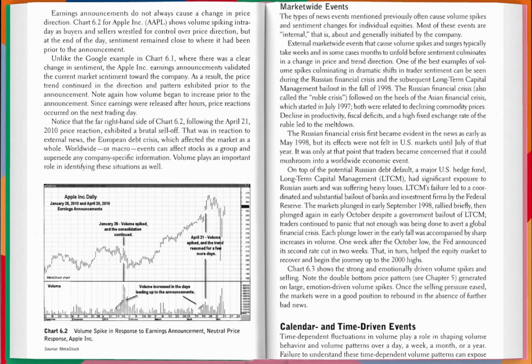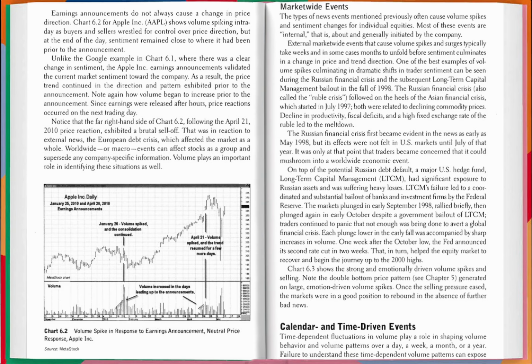Market-wide events. The types of news events mentioned previously often cause volume spikes and sentiment changes for individual equities. Most of these events are internal, that is, about and generally initiated by the company. External market-wide events that cause volume spikes and surges typically take weeks, and in some cases months, to unfold before sentiment culminates in a change in price and trend direction. One of the best examples of volume spikes culminating in dramatic shifts in trader sentiment can be seen during the Russian financial crisis and the subsequent Long-Term Capital Management bailout in the fall of 1998.